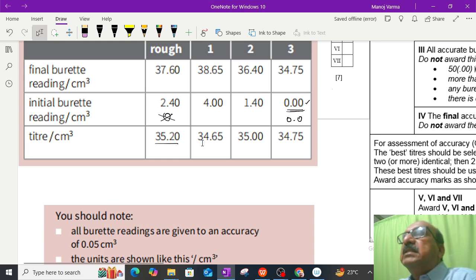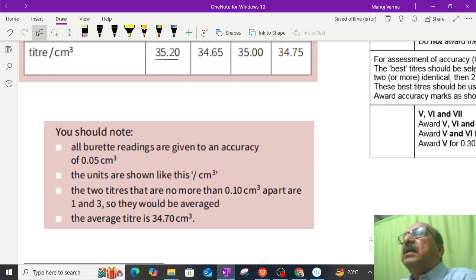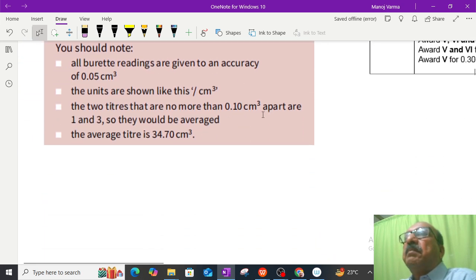You will take this 34.65 and 34.75. You will not even take this, because you have to only include the readings which are 0.1 centimeter cube apart. Sometimes you can take up to 0.2 centimeter cube apart also, in case you are not getting this reading. So 0.2 is also permissible, but not 0.3 or 0.4.